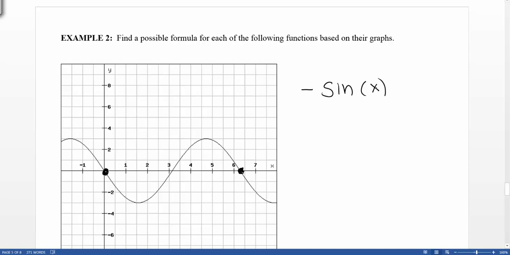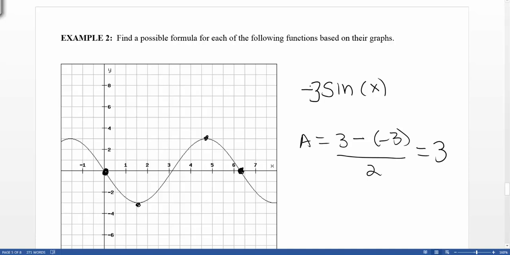So the other piece I need to consider is whether or not my amplitude has been changed. So again, I'm going to find the maximum y value, which here is 3. And then I'm going to find the minimum y value, which is -3. And I'm going to divide that by 2. 3 minus -3 is 6. 6 divided by 2 is 3. So my amplitude here is 3, which means I would need to multiply my sine function by 3 in order for it to live between 3 and -3.